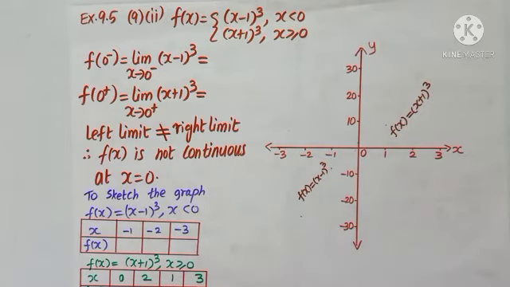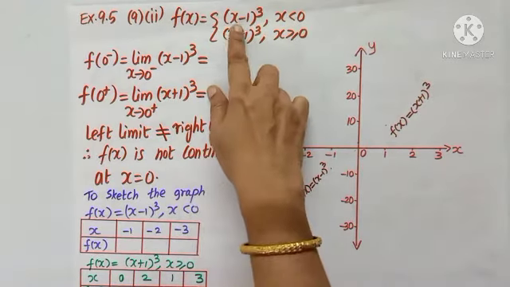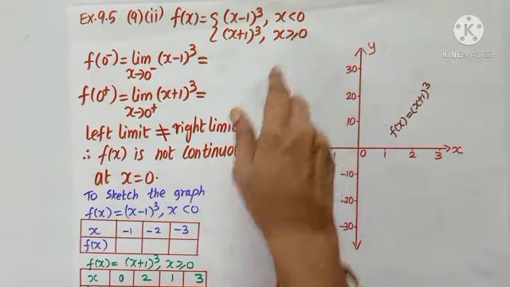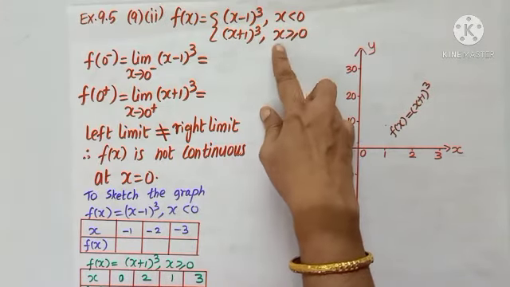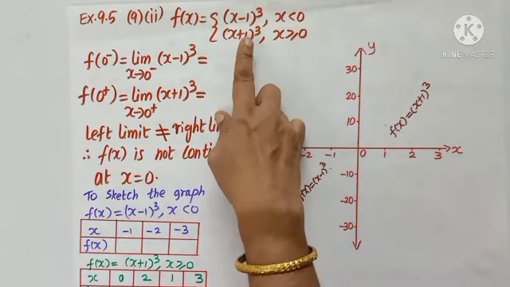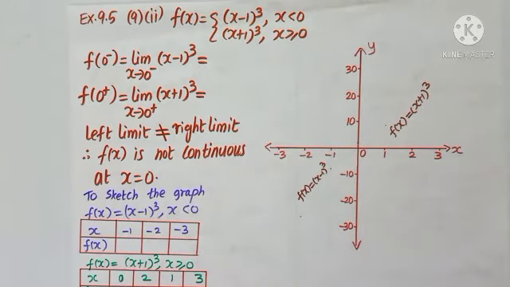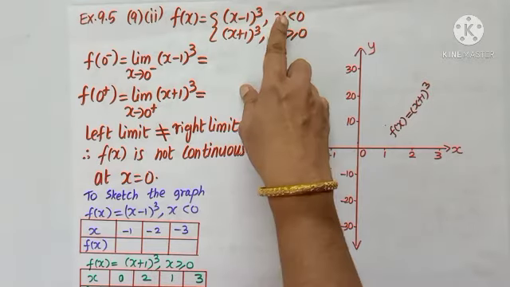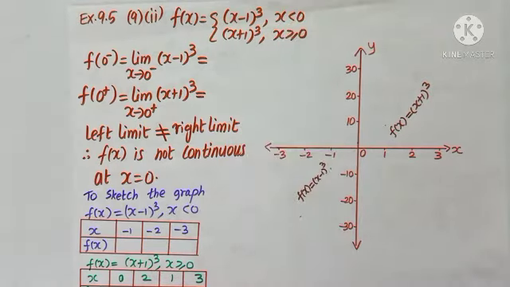Question number 9, subdivision 2. f of x is x minus 1 the whole cube when x is below 0, and when x is greater than or equal to 0, we get x plus 1 the whole cube. To check continuity, at 0 we need to check.